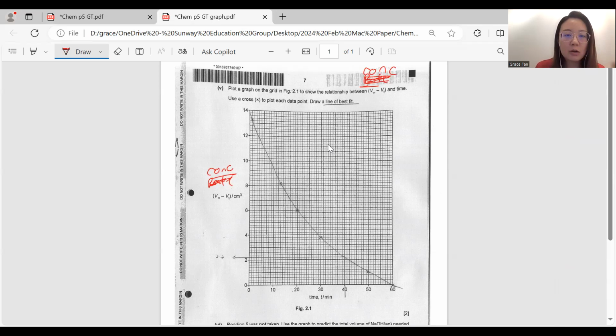Now, even though they say draw a line of best fit, it doesn't mean the line is a straight line. A line of best fit can be really a straight line and can be a curved line. So for me, I draw something like that. I hope you get something similar as well.